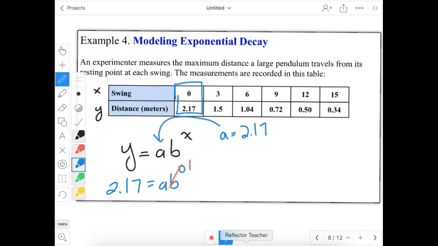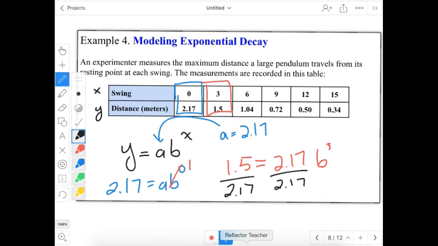So I'm going to use 1.5. Like I said, I'm going to use my next point: 1.5 is equal to 2.17 b to the third. So if I'm going to solve for b at this point, I'm going to divide by 2.17, and I get 0.6912. Then, kind of like our last problem, I'm going to have to take a cubed root of both sides. That'll get b by itself.